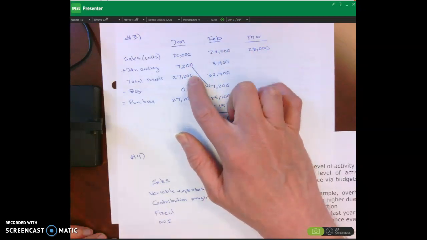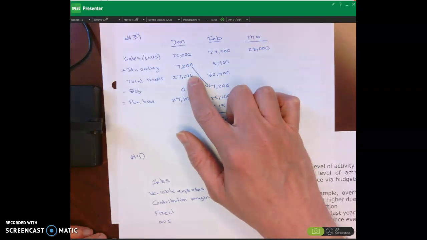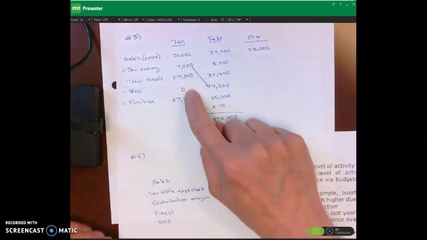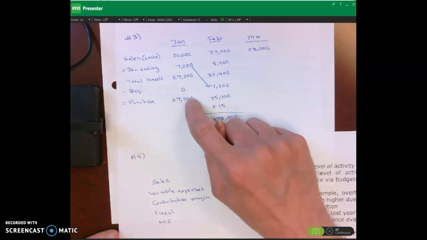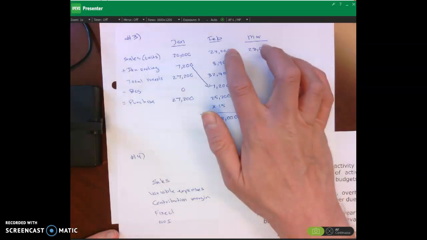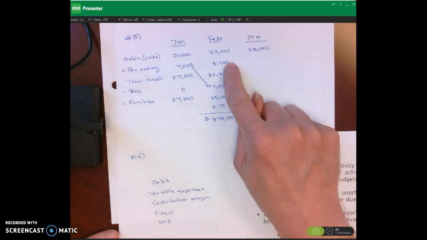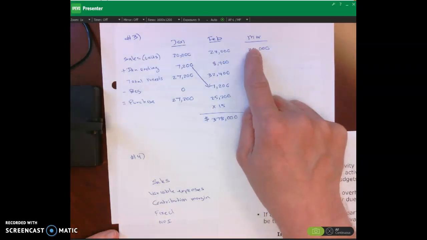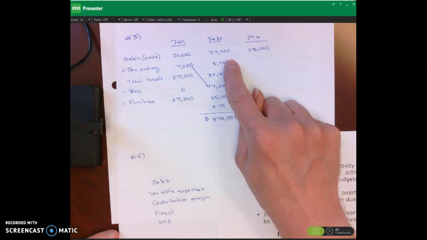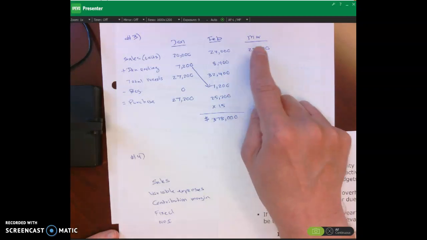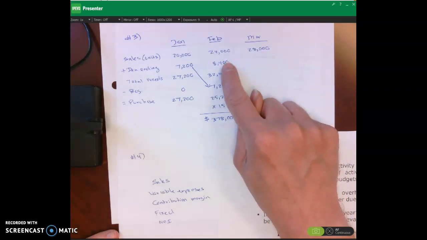Total needs 27,200 units. We have 0 beginning inventory. We weren't given a beginning inventory, so we're just assuming 0. That means we need to purchase 27,200. Okay. We look over here with February sales, and then we take our percentage given to us times the 28,000. This is our percentage desired ending inventory given to us in the problem, times 28,000 gives us the 8,400.